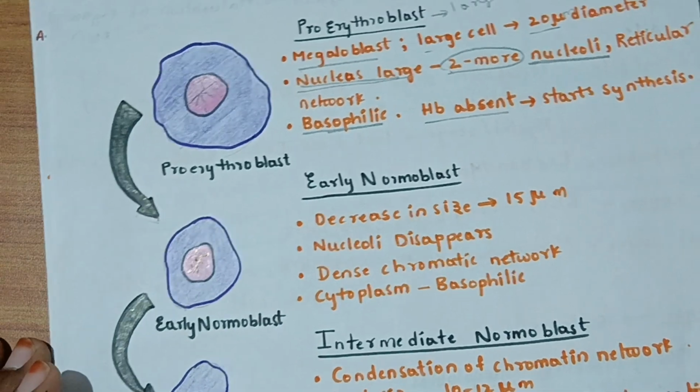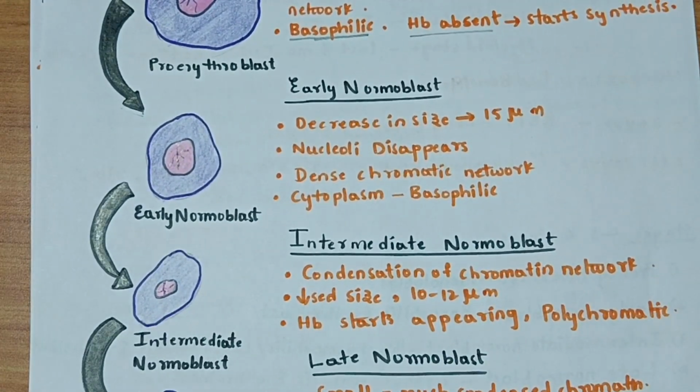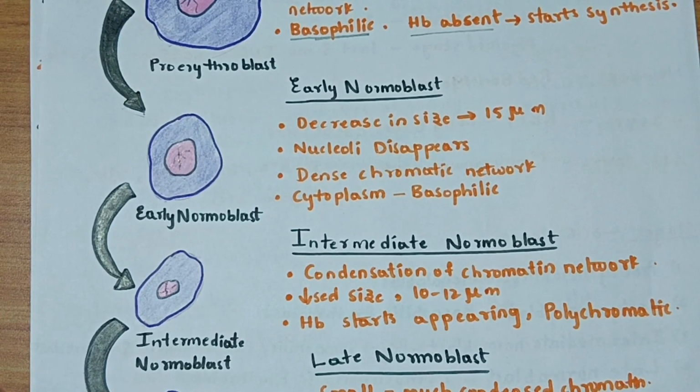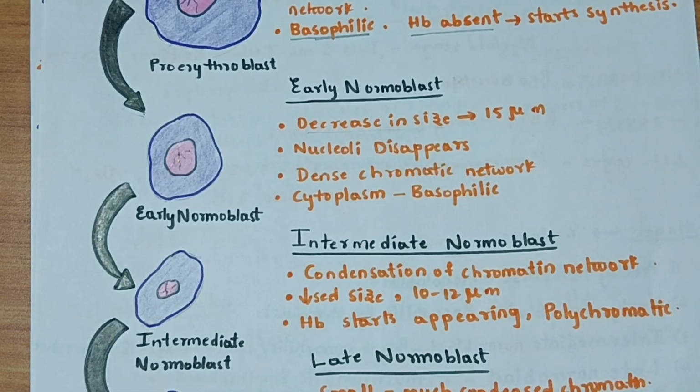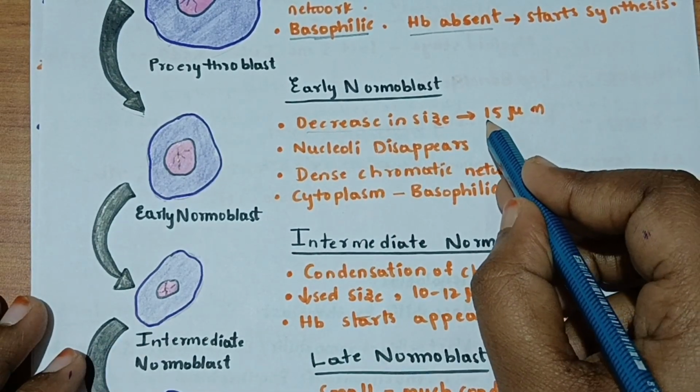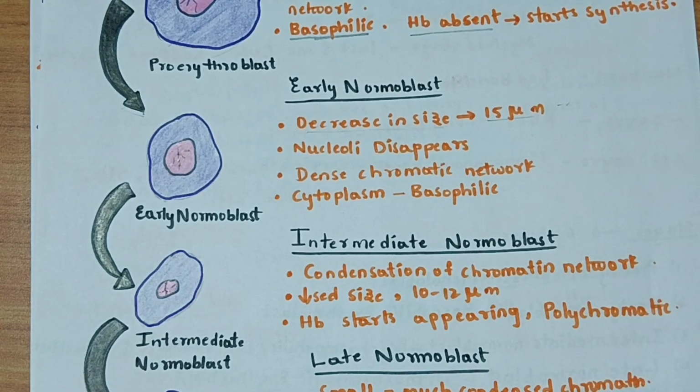Now the next stage is what? Early normoblast. So what are the changes from proerythroblast to early normoblast? There will be a decrease in the size of the cell. So what is the size here? It is about 15 to 20 micrometers.